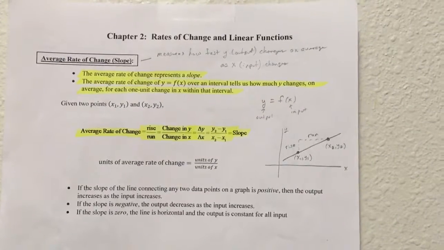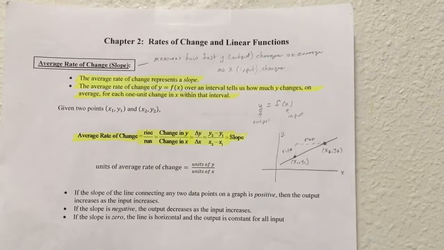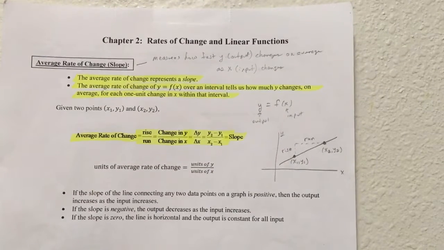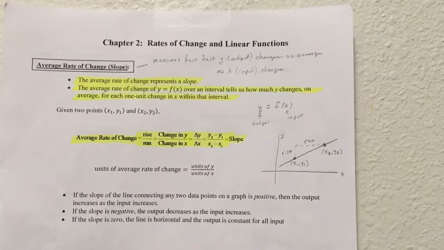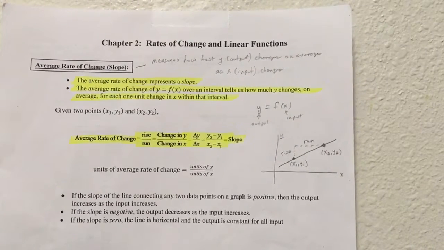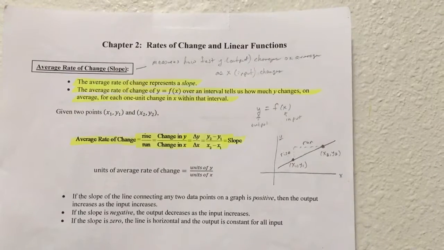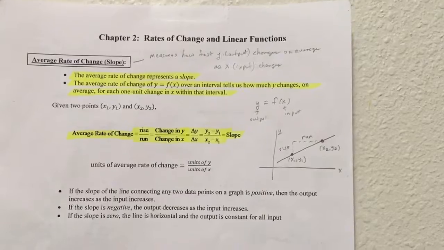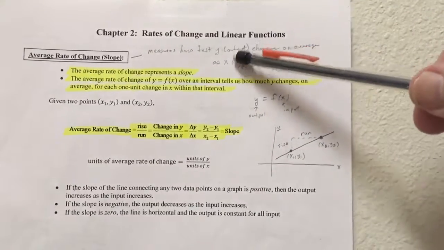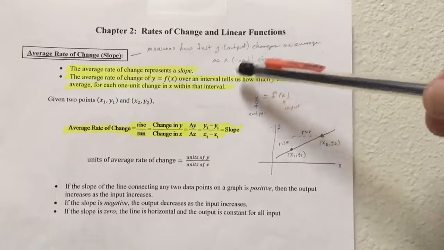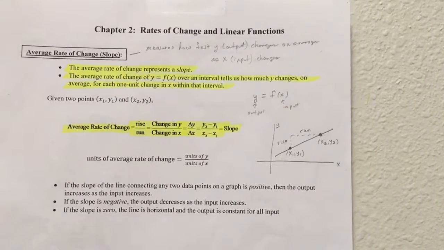All right, this video covers page 9 in your lecture note packet. It begins chapter 2, discussing the average rate of change in linear functions. Average rate of change measures how fast the output variable y changes on average as the input variable x changes.